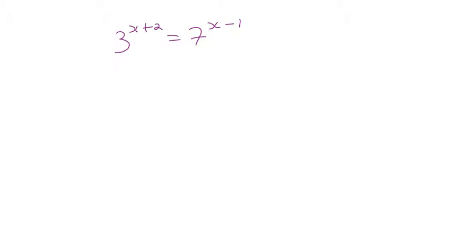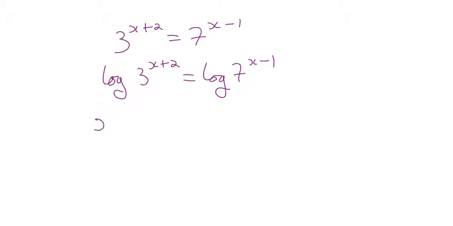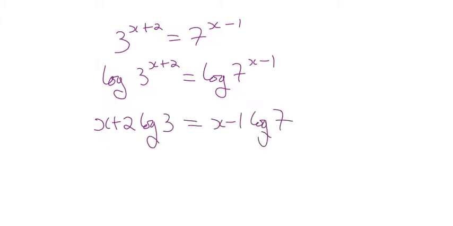Okay, so what are we going to do? I want to solve for an unknown exponent. I'm going to take the log of both sides. The laws of logs allow me to now move the exponent in front of the expression. But what do I have to do with it? So what's missing here? Brackets, right? Because it's not x plus 2 log 3, it's x plus 2. It's the exponent times log 3, and it's the exponent x minus 1 times log 7.